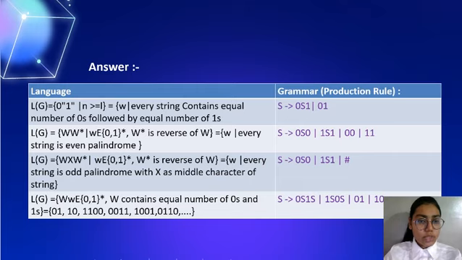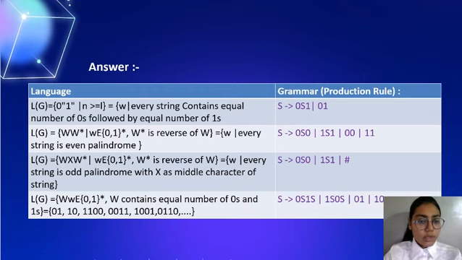And for language L of Z equal to {W X W^R | W ∈ {0,1}*, W^R is the reverse of W}, every string is an odd palindrome with X as the middle character of the string, and S is S → 0S0 | 1S1 | 0 | 1. And for language L of Z equal to {W | W ∈ {0,1}*, W contains an equal number of zeros and ones}.